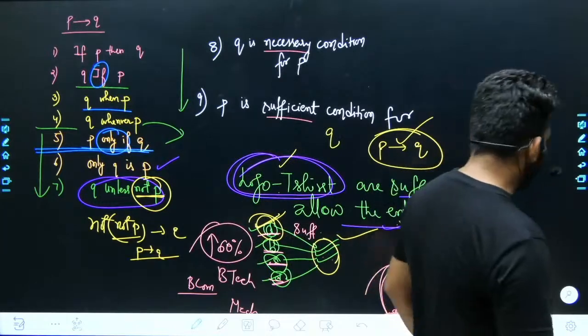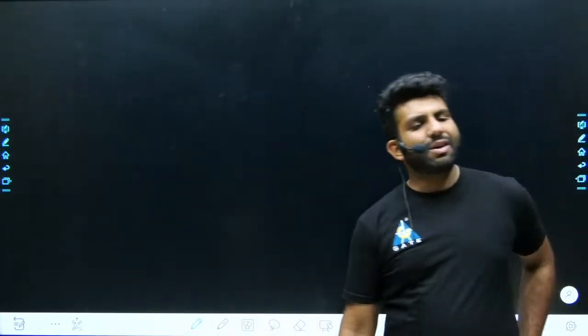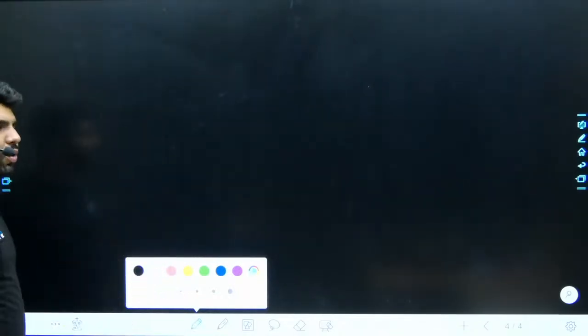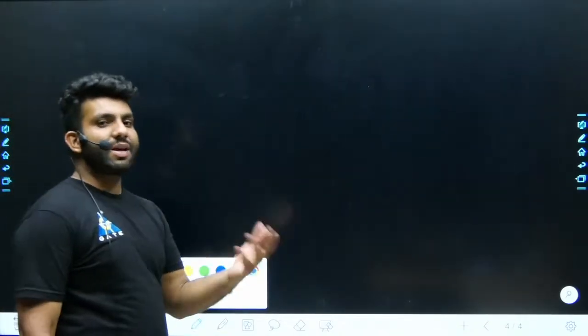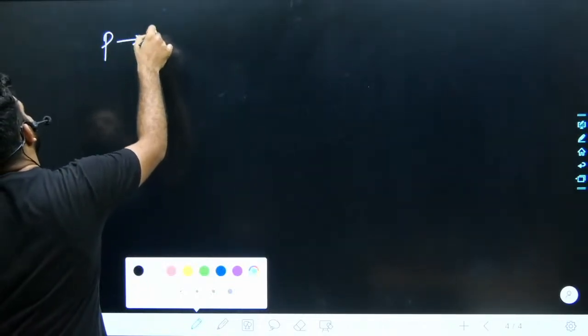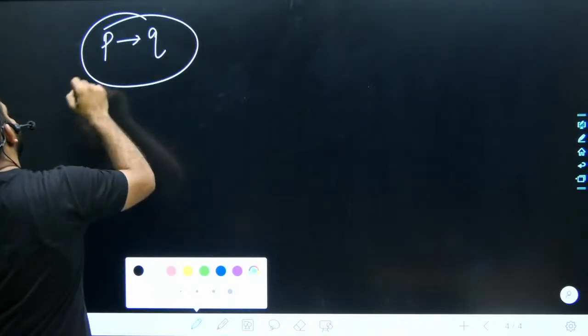So let's move on to the next part. There are some related terms. Related to what? Related to your P implies Q, related to implication. If I say there is a proposition, there is a compound proposition.